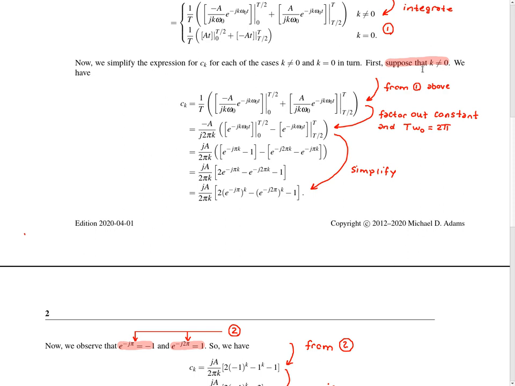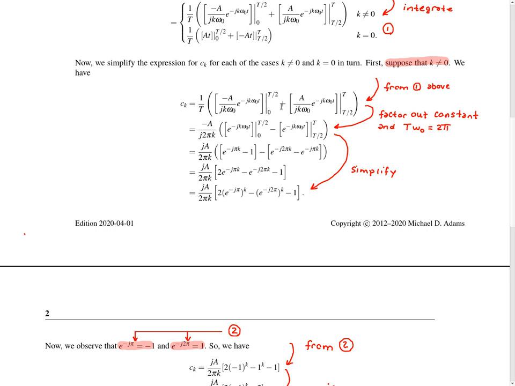So first I'm going to focus on simplifying the answer for the case k not equal to 0. So I'm going to consider simplifying this expression here, the one that's for k not equal to 0. So if I just copy this formula down below, this is the same formula, or same expression, I need to simplify.